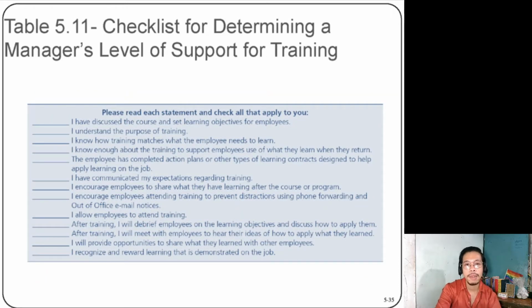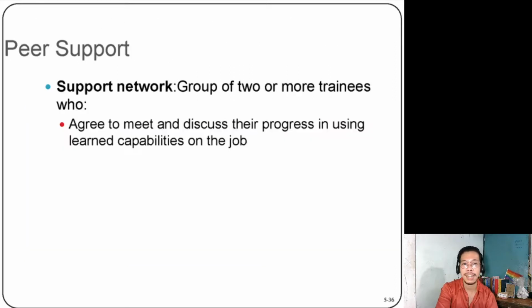Table 5.11 is a checklist for determining a manager's level of support for training. So when you do your training in the real world, and you are talking or negotiating or collaborating with managers, you can use this checklist, right?